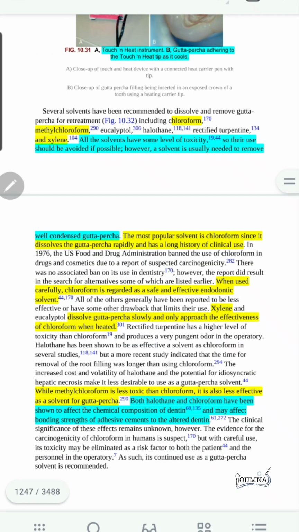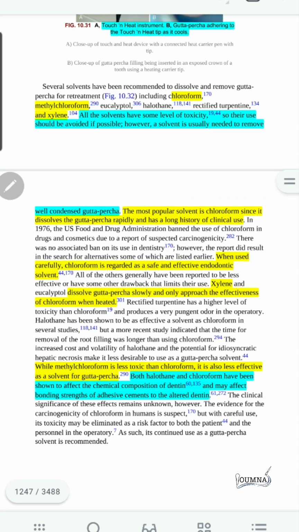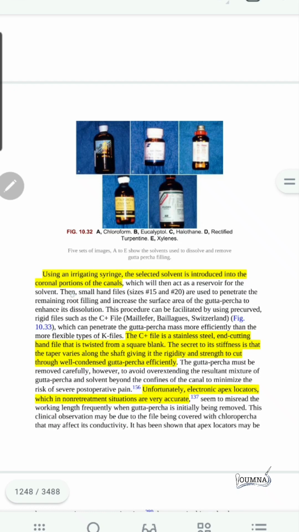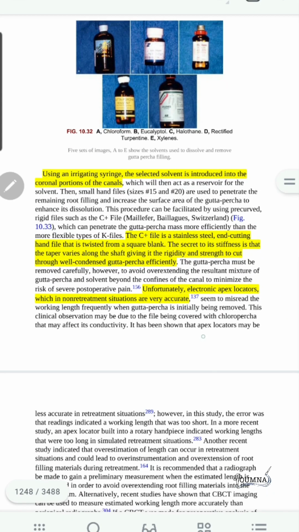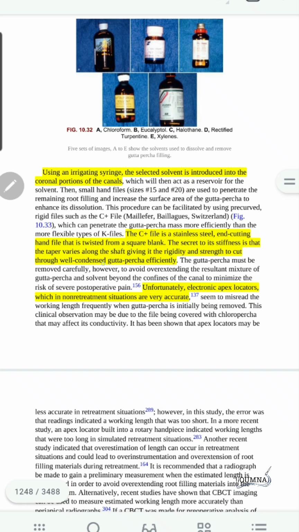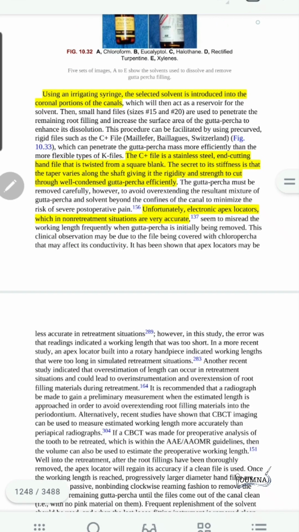These solvents have a degree of toxicity and should be used carefully to prevent any accidents, but they are regarded as safe if used wisely. We usually apply these solvents using an irrigation syringe. Also, they are mentioning here the C+ files that are effective in removing the GP because of their stiffness. What makes them stiff, they are made of stainless steel, is that their taper varies along the shaft, giving them the rigidity and strength to cut through well-condensed GP efficiently.